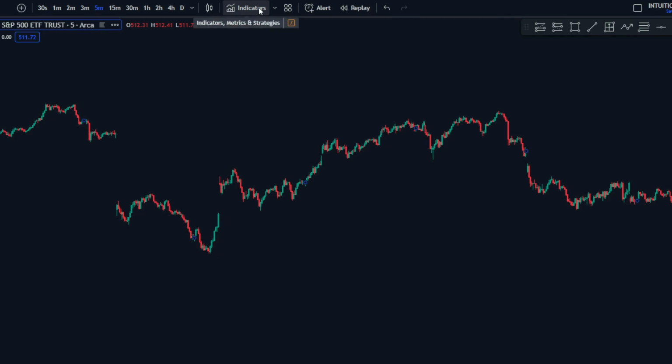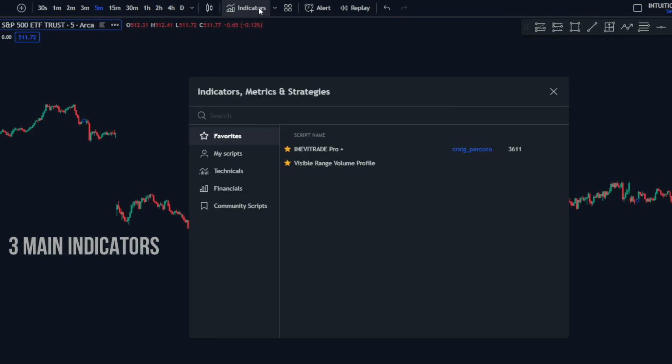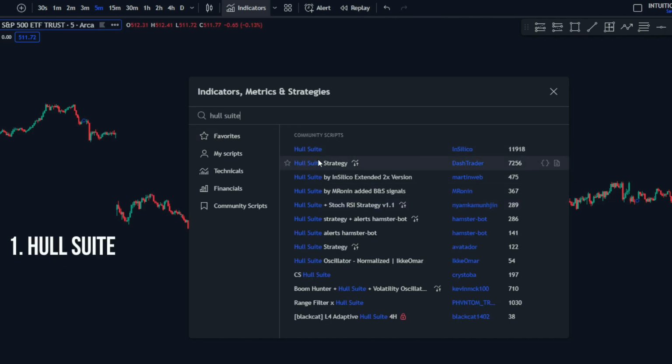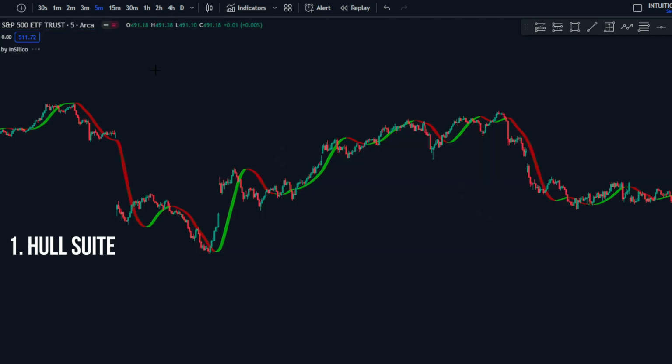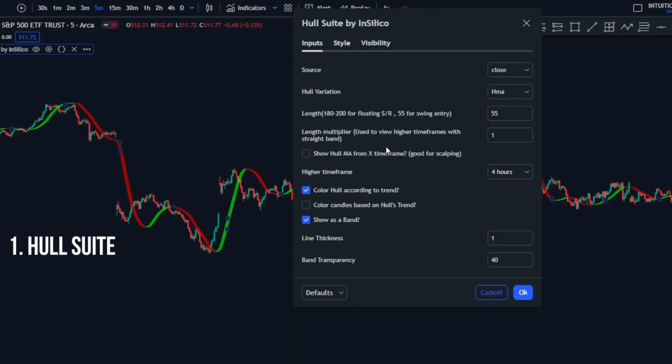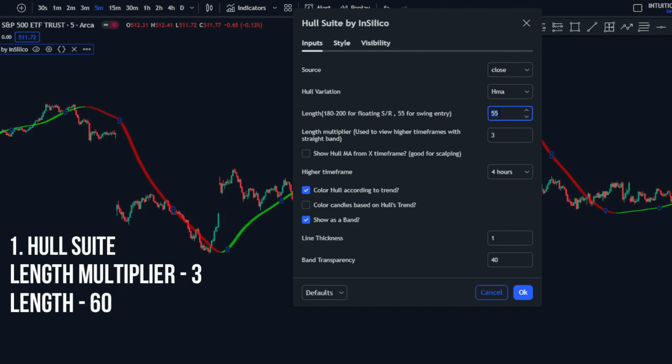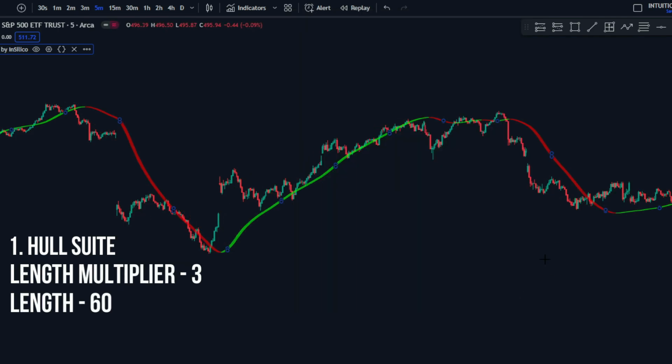First up, I'm going to bring you through the indicators that we'll be using for today's video. We'll be needing 3 main indicators. The first will be our house sweep indicator. Go to indicators, search up house sweep. You'll see this house sweep indicator by In Silico. Click on it. Settings wise, you want to change the length multiplier to 3 and the length to 60. As you can see, we have our indicator set up.